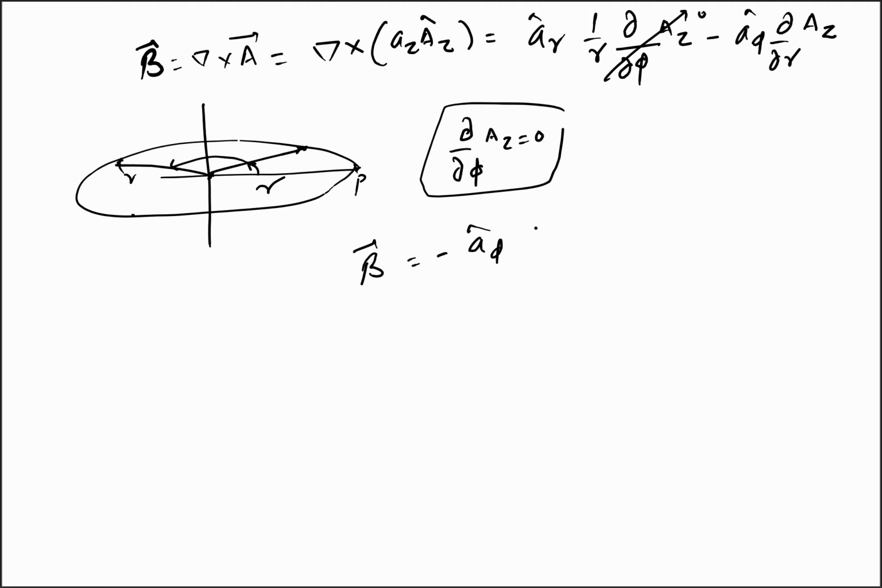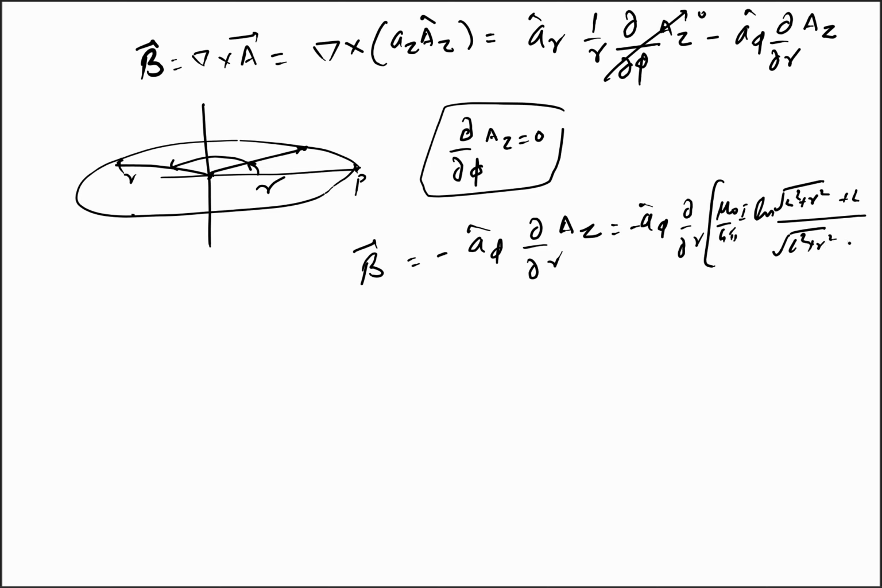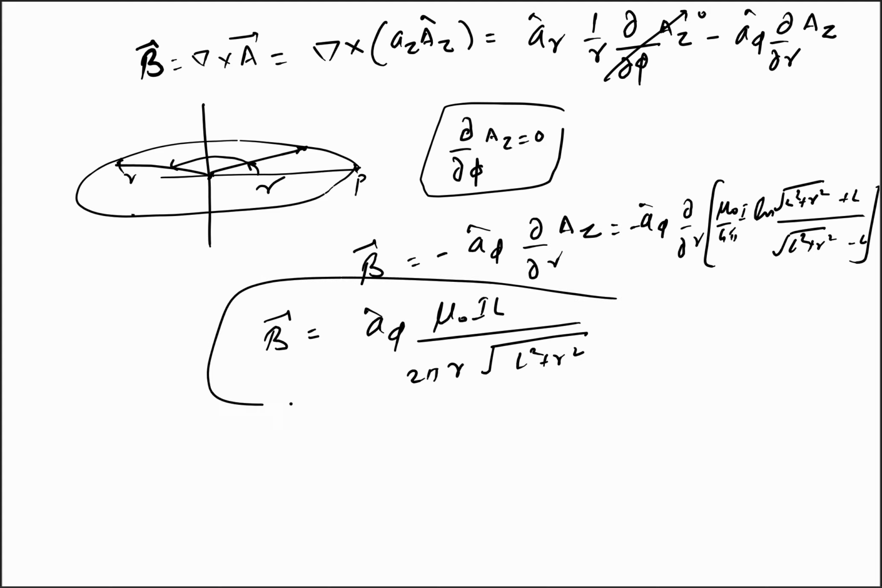So B is equal to minus aφ ∂/∂r of Az, which is equal to minus aφ ∂/∂r of μ0 I upon 4π natural log of (L squared plus r squared plus L) over (L squared plus r squared minus L). On solving we can find B is equal to aφ μ0 I L over 2π r √(L squared plus r squared).